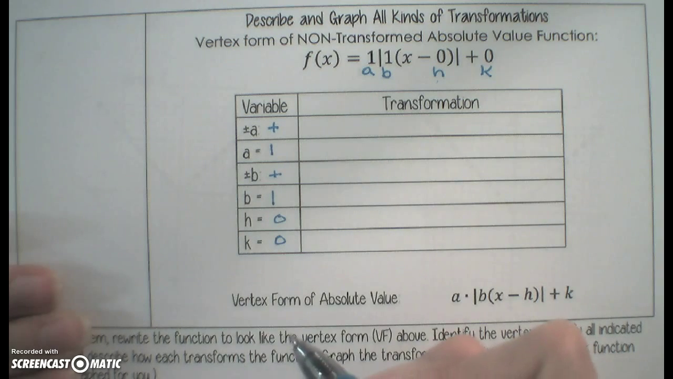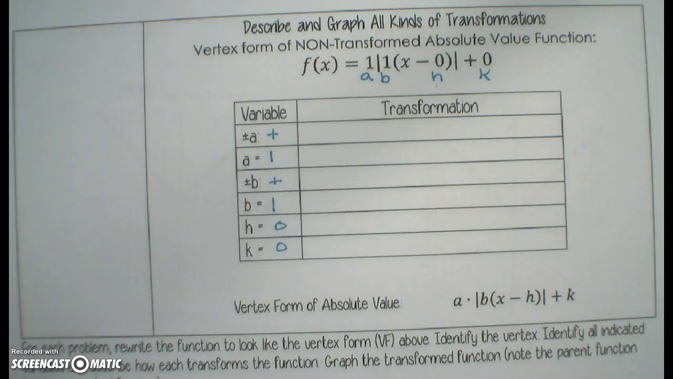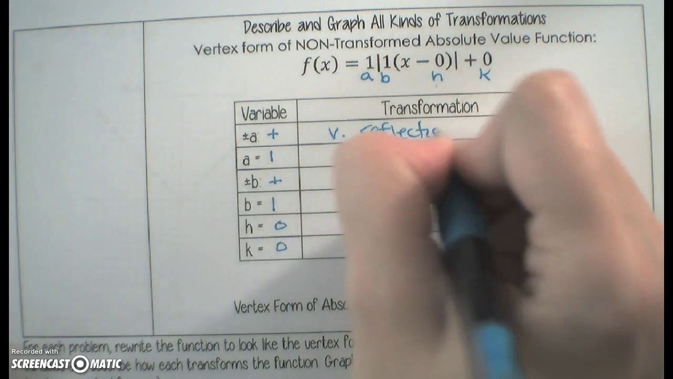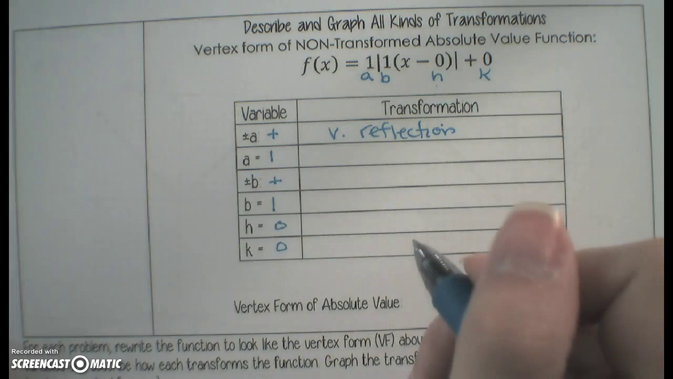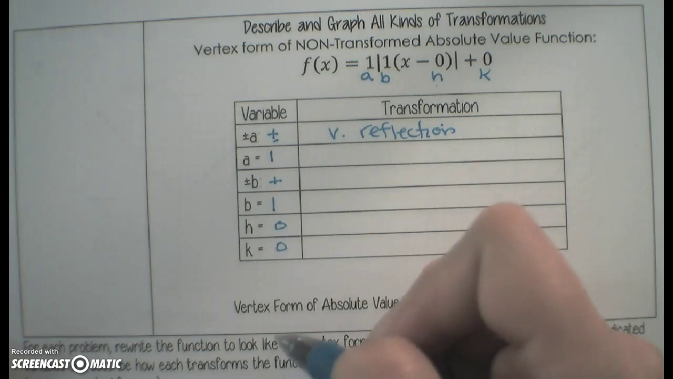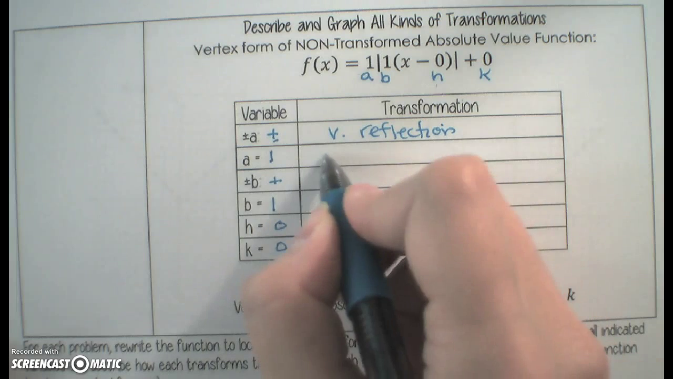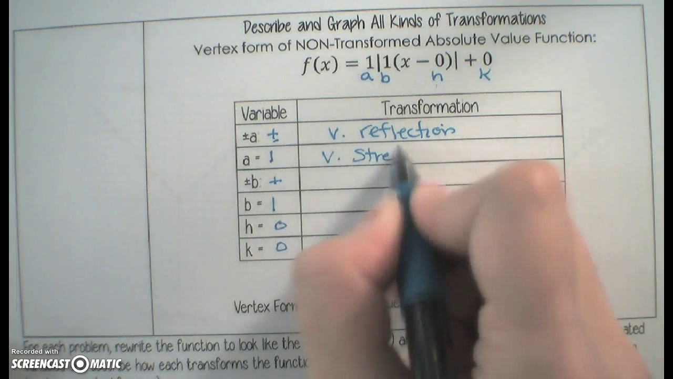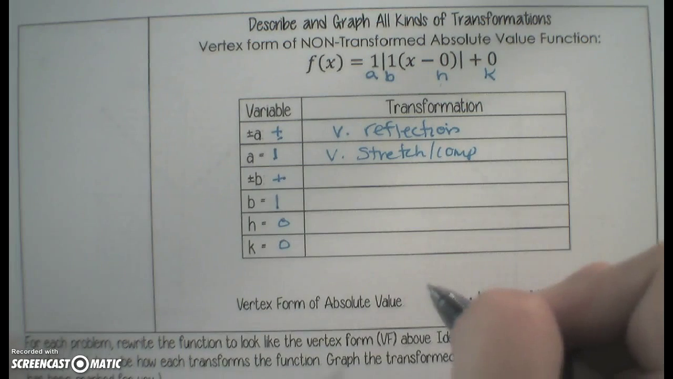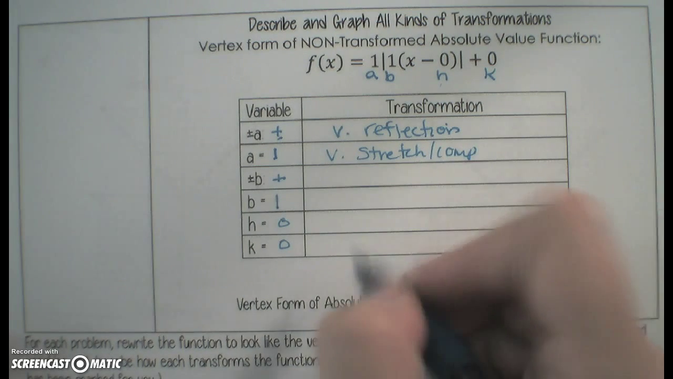So what do those things mean? Well, the first thing is a vertical reflection, if it's negative, right? So in this case, there is no reflection because it's positive. Here, this would be a vertical stretch or compression because of that number out front. In this case, it's 1, so no vertical stretch or compression.